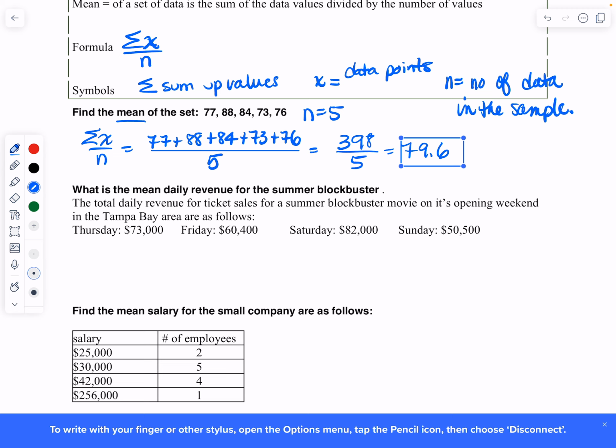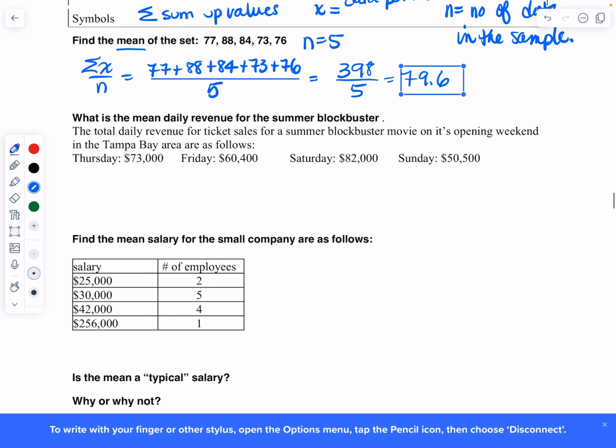Here's another one. What is the mean daily revenue for the summer blockbuster? The total daily revenue for ticket sales for a summer blockbuster movie on its opening weekend in the Tampa Bay area are as follows. Thursday, 73,000. Friday, 60,400. Saturday, 82,000, and Sunday, 50,500. So first of all, I want to know how many data points I have, and I'm looking at 4 days. Okay, so again, I'm going to sum the data points over the number of data points that we have. Okay, so what does this look like?